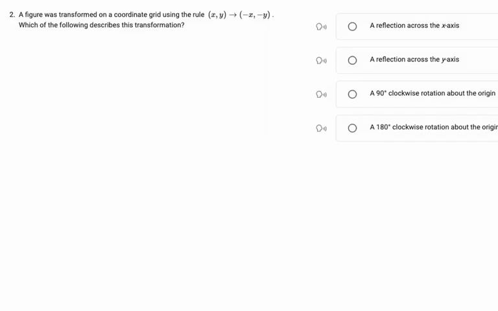Question 2. A figure was transformed on a coordinate grid using the rule (x, y) transformed to (negative x, negative y). Which of the following describes this transformation?